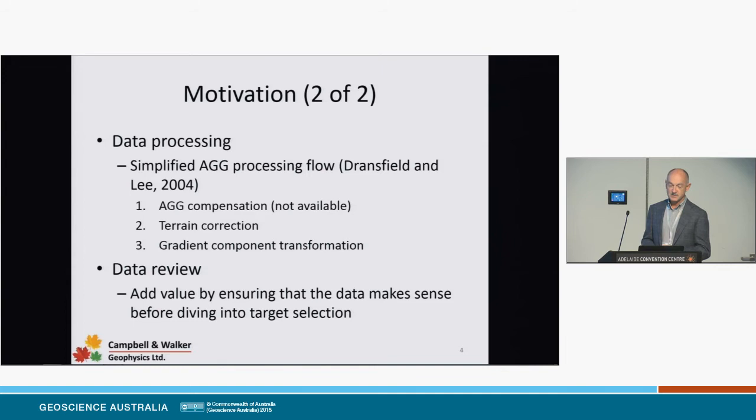The data processing flow in AGG is quite complex, but it has been simplified and described by Dransfield and Lee. The actual AGG compensation, as I just mentioned, is not available to us. It is what it is. There's terrain corrections, and then there's gradient component transformations.